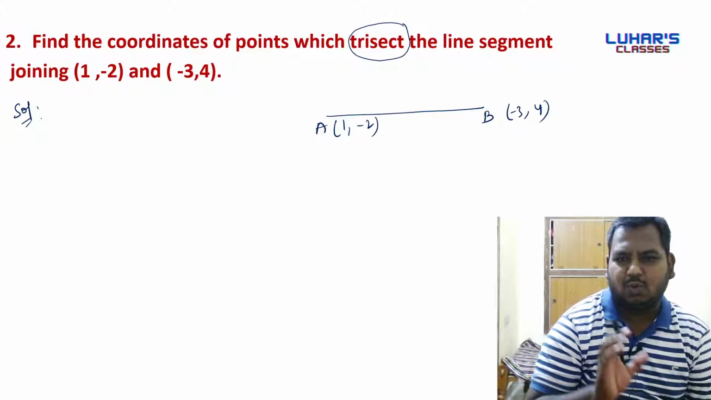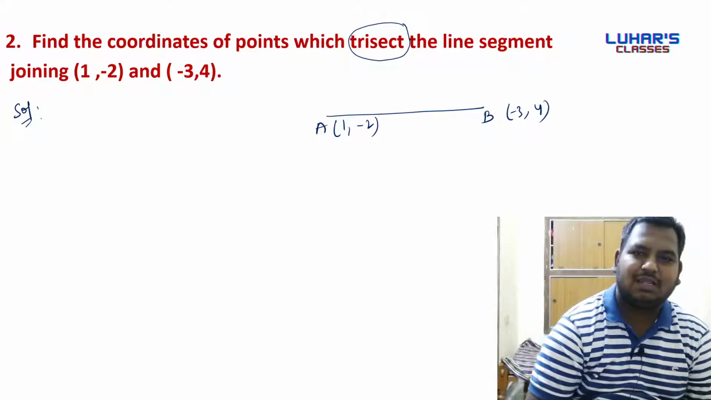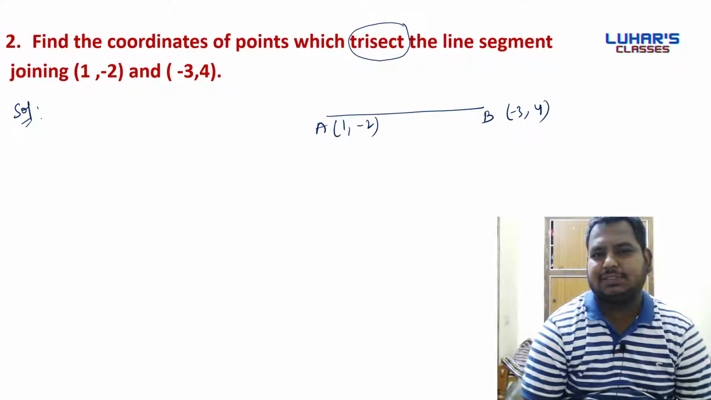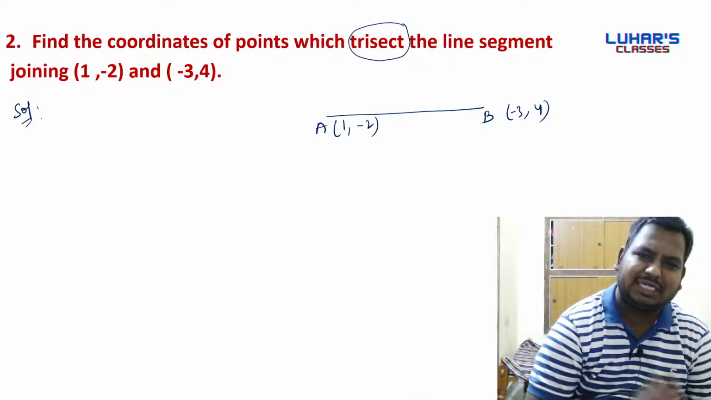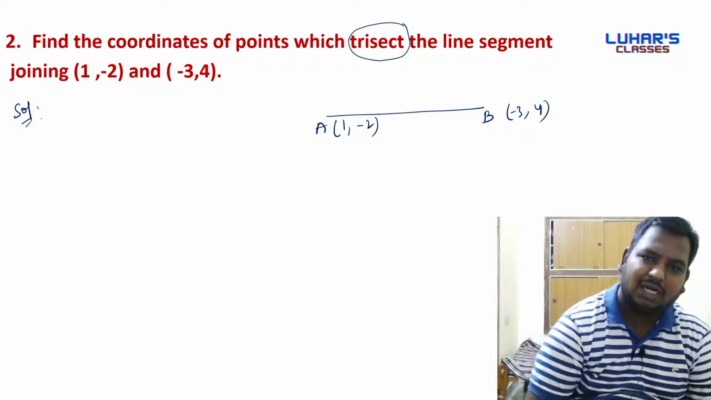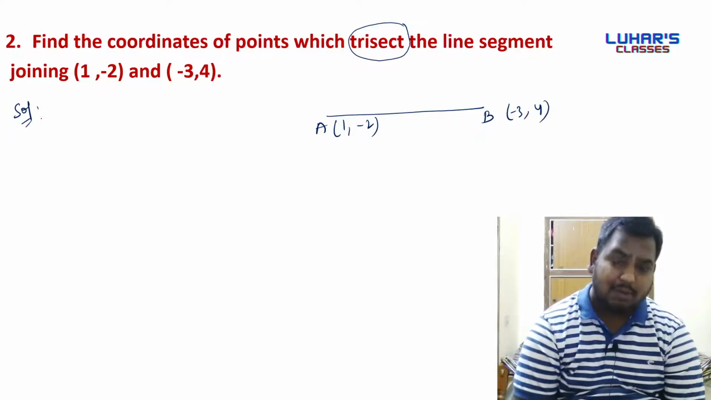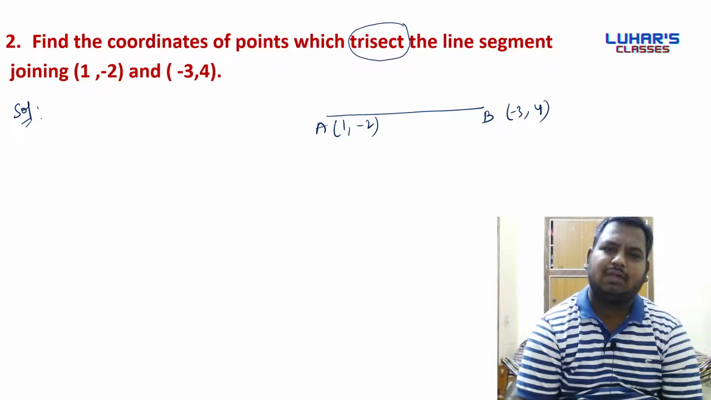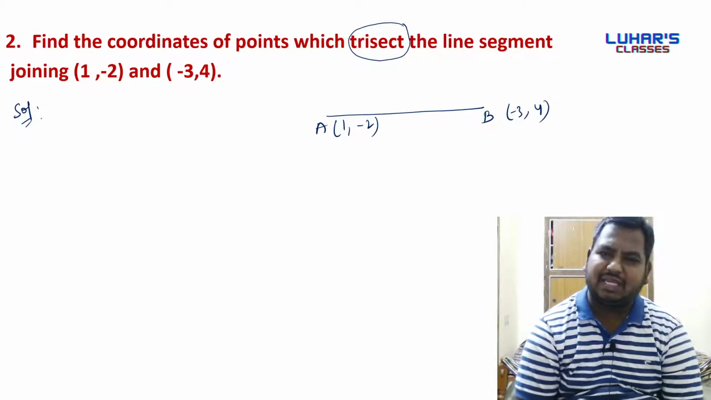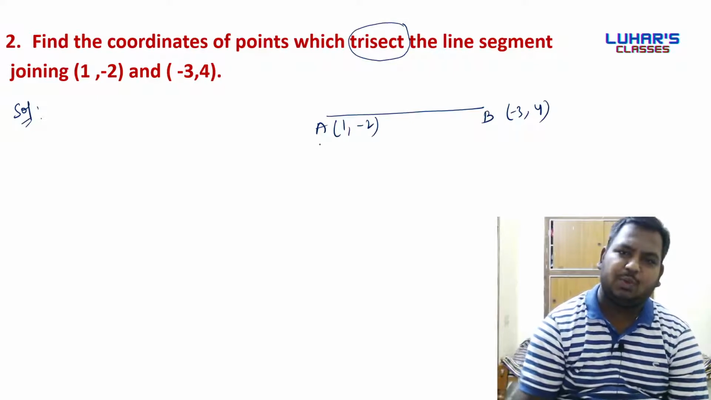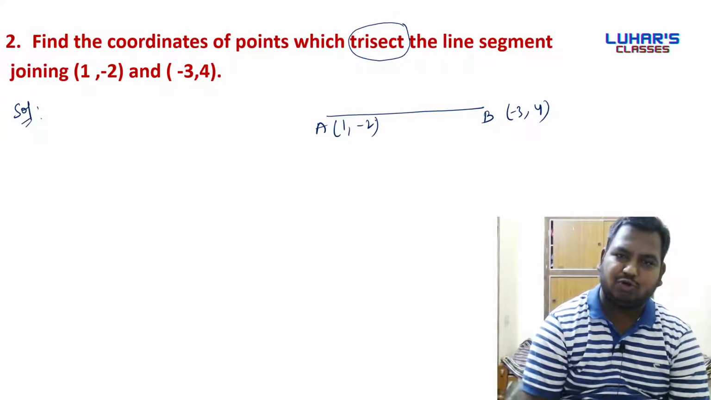Before that, how many points are needed to divide the line segment AB into 3 equal parts? Please tell me the answer. I want to divide the line segment AB into 3 equal parts. So how many points are needed? We need 2 points.